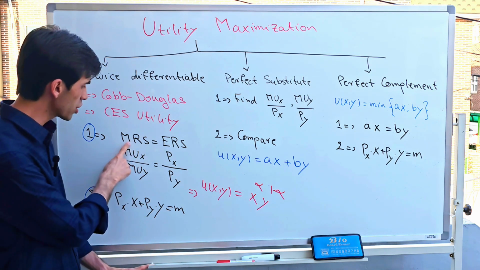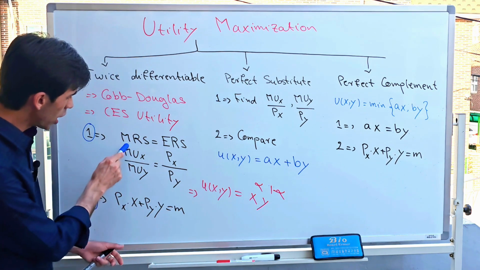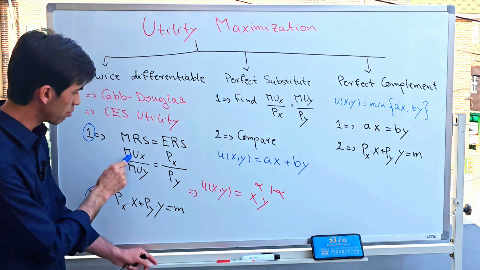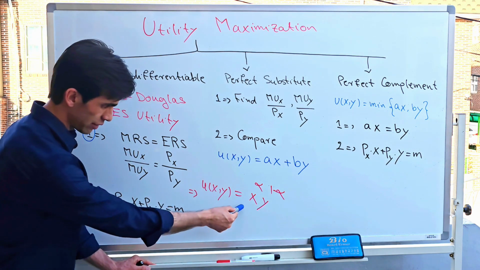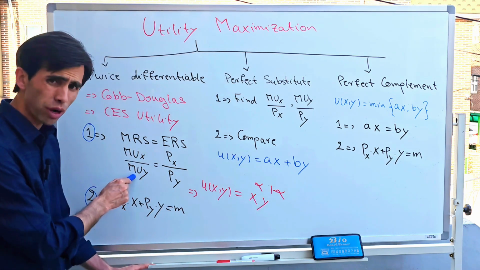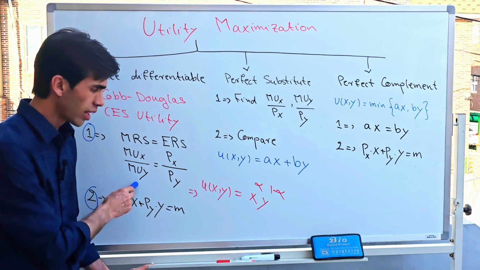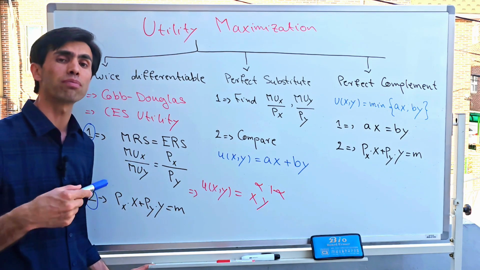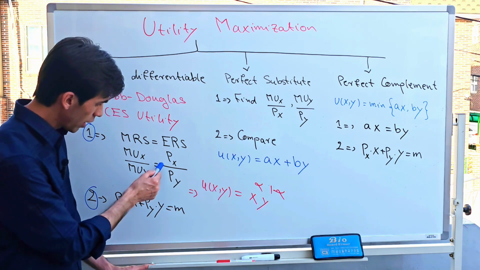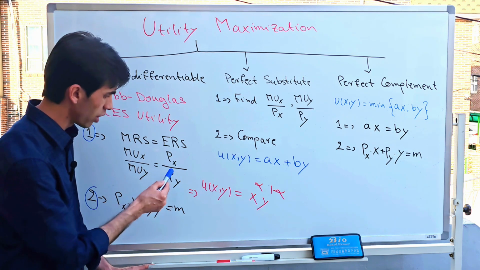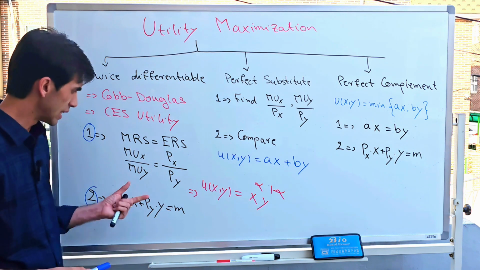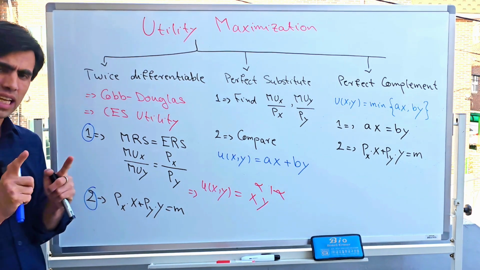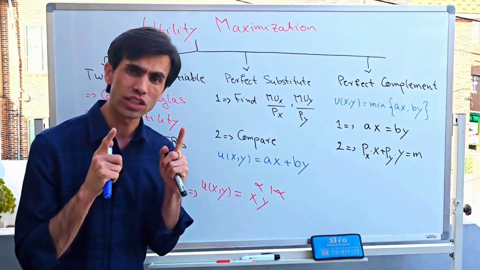So what is the marginal rate of substitution? The marginal rate of substitution is equal to the marginal utility of x, if we have this function, divided by the marginal utility of y. And what is the economic rate of substitution? The economic rate of substitution is the ratio of prices, which is equal to px divided by py. So this is the first step: set up the optimization condition.